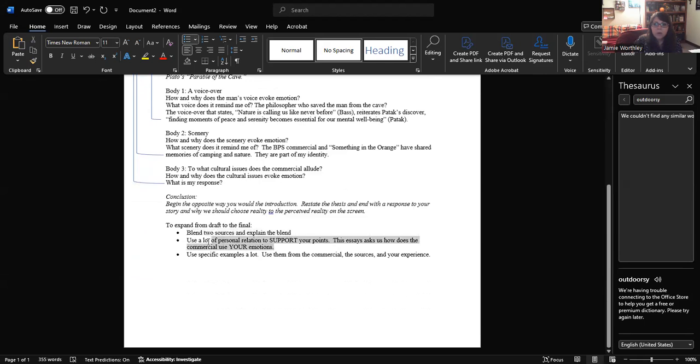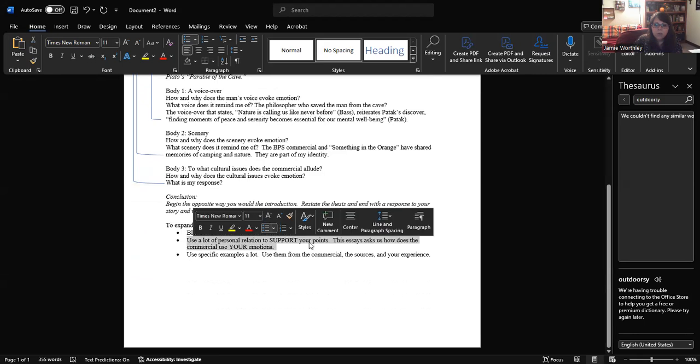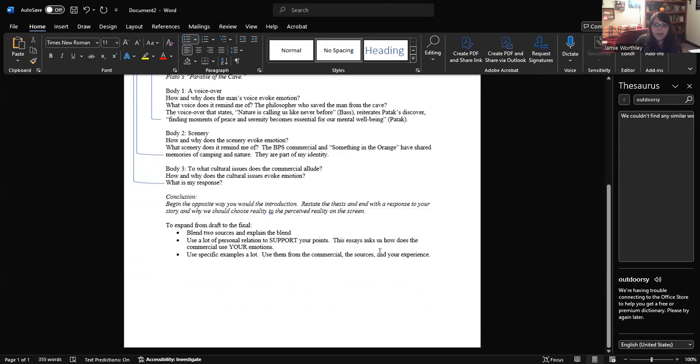Use a lot of personal relation to support your points. This essay asks, how does the commercial use your emotions? So tell me when and how it's using your emotions, your memories. You know, what would you say about that? Use specific examples a lot. Be very specific. Most students have most of their grades taken off, especially from this essay, because they don't get specific.